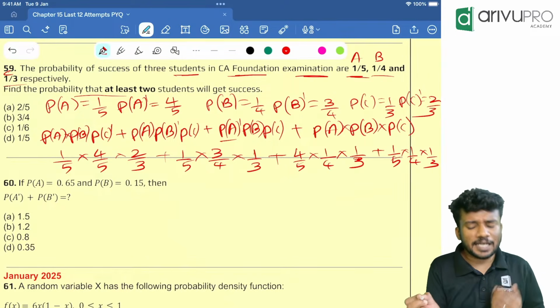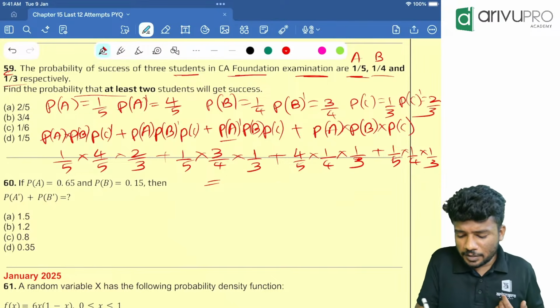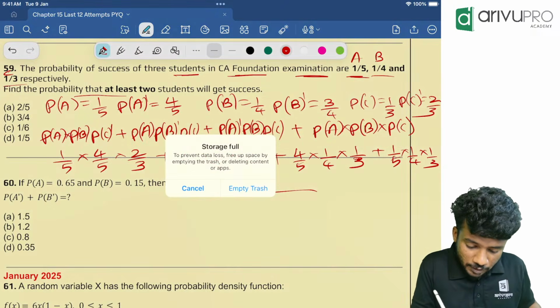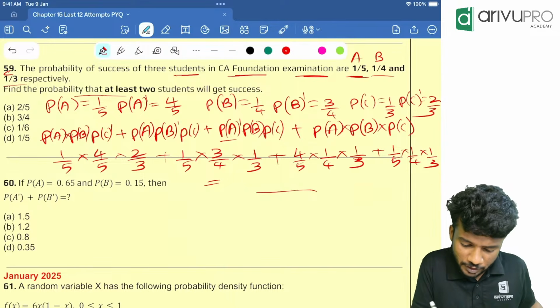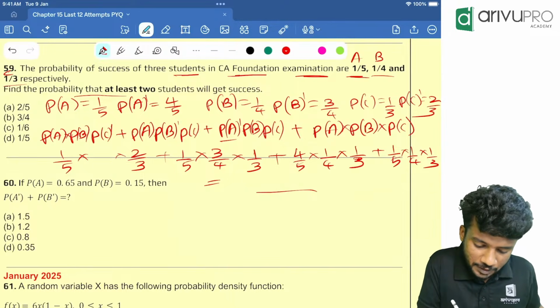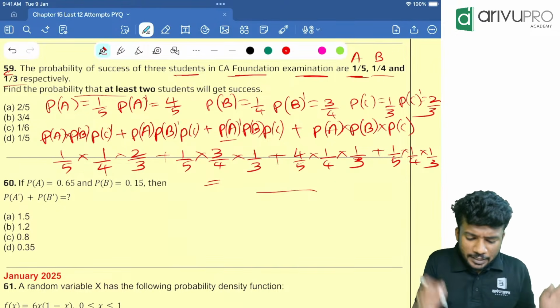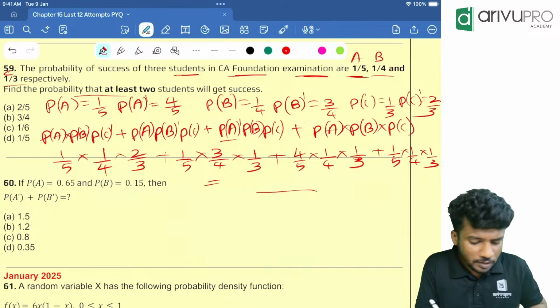People, just use calculator. Get me the answer. Denominator is how much? Clearing the memories. So, one mistake I did. P of B is 1 by 4. Sorry for that. Now, take the denominator. 5 into 4 into 3 is how much now?